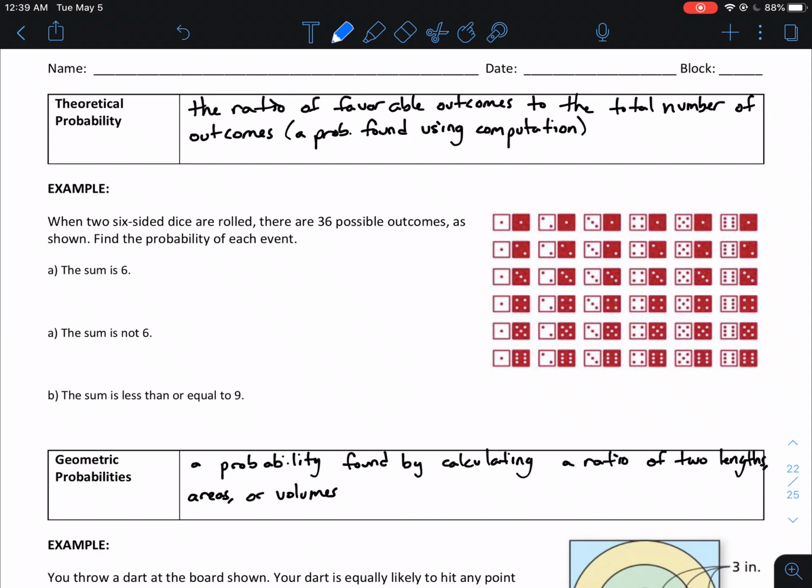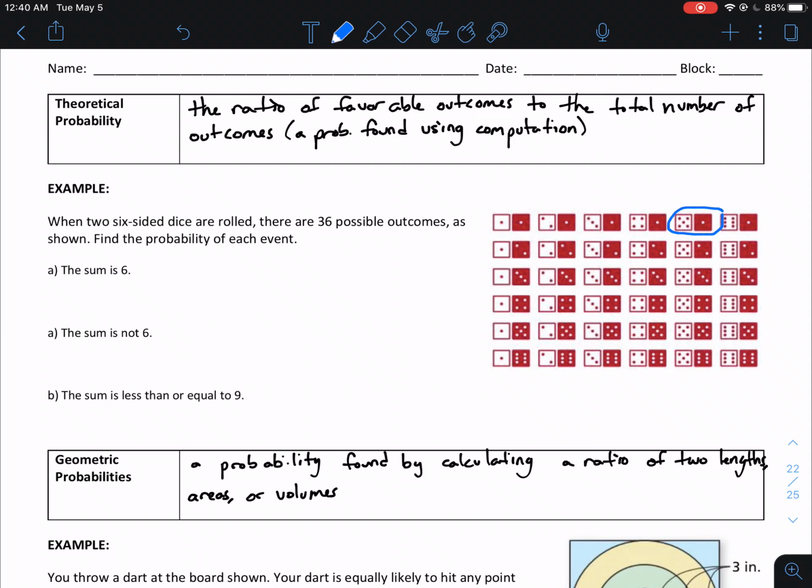Okay, so to look at our first example of this, when 2 6-sided dice are rolled, there are 36 possible outcomes, which are described in this image to the right. Let's find the probability of each event. So first off, the probability of a sum being equal to 6, which actually can be pretty easy to find if you use the table correctly.